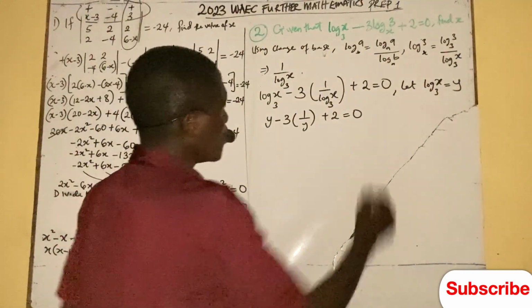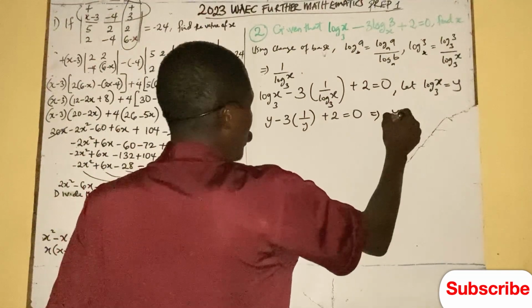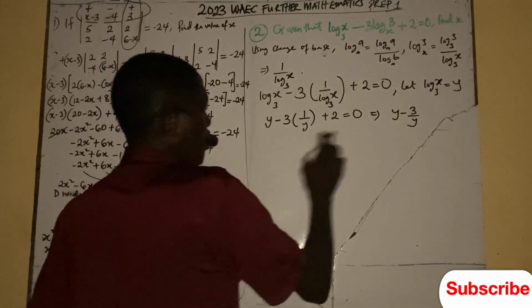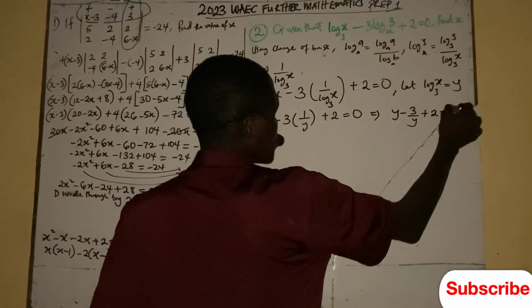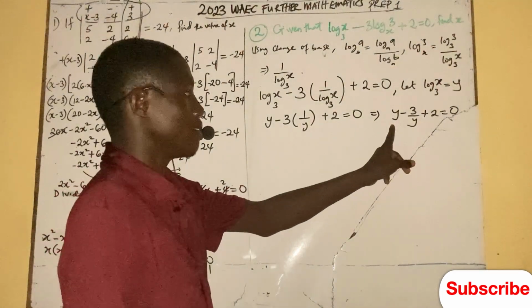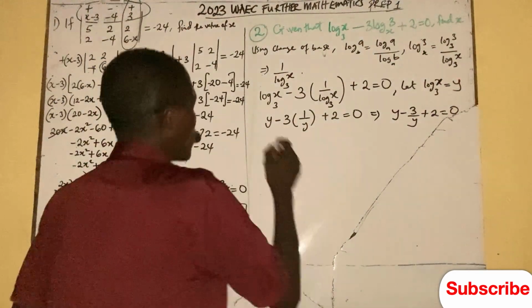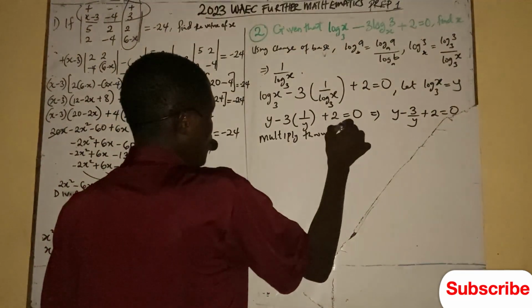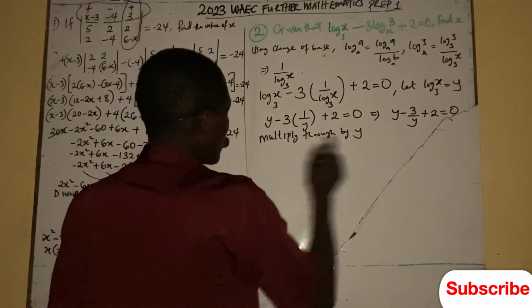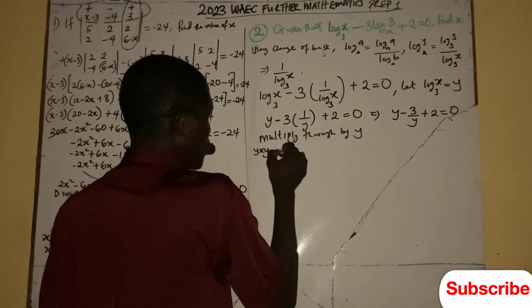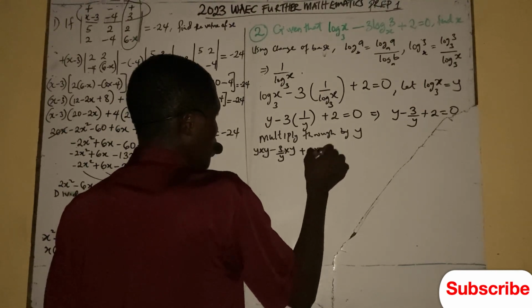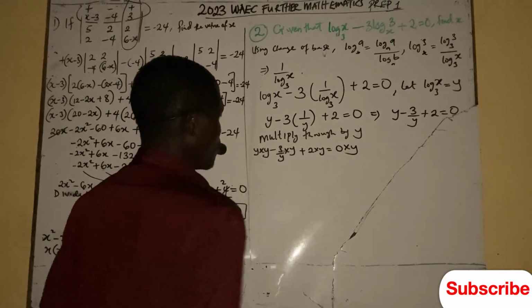So now, which is simply y minus 3 over y, because 3 times 1 will be what? 3 over y plus 2 equals 0. You can't have all letters fraction here, you have to multiply through by y. When you multiply through by y, we have y times y, minus 3 over y times y, plus 2 times y equal to 0 times y. That's what we mean by multiply through.